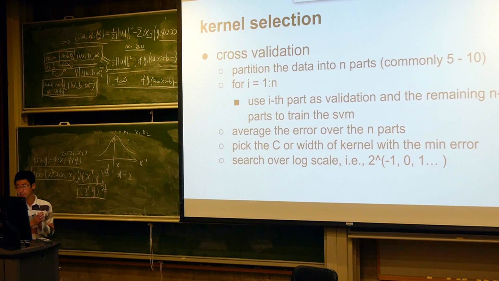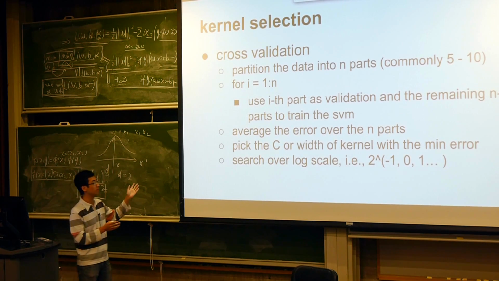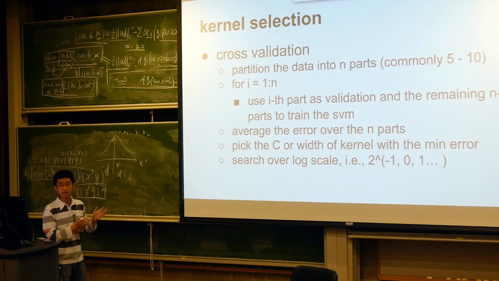So this is how it works. First, we partition the data into m parts, and typically we use a fixed number. For each part, we use it as the validation set, train the original SVM on the rest, and then we get an error on this validation data set. And we average the error over all the parts. Then we pick the C or the width of the kernel with the minimum error. So this is how cross-validation works.